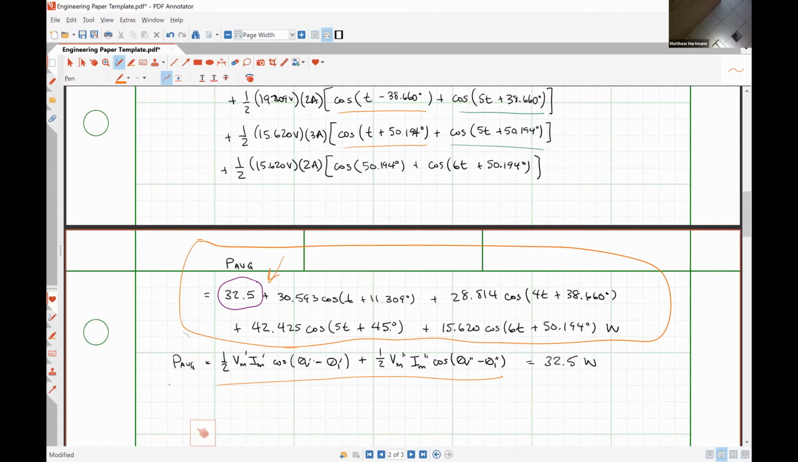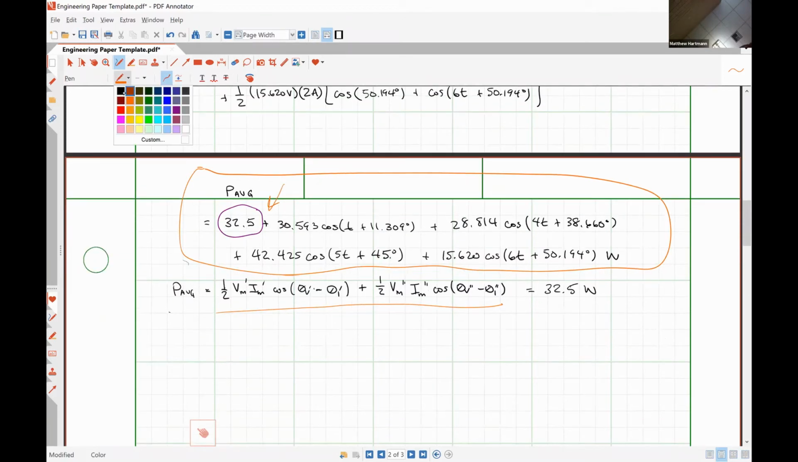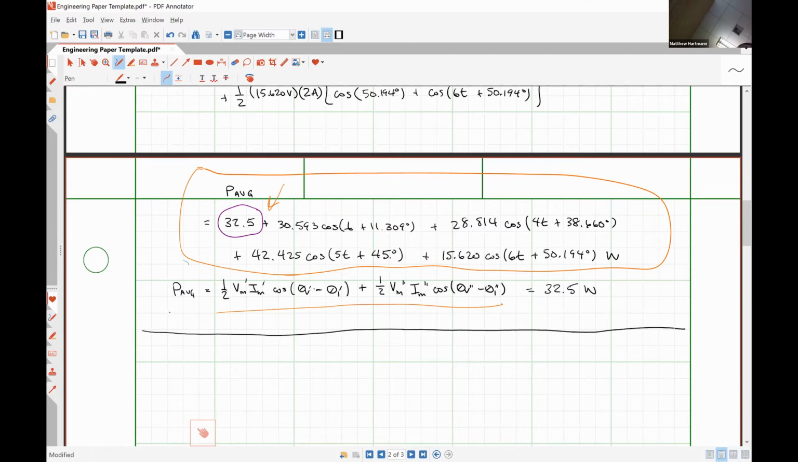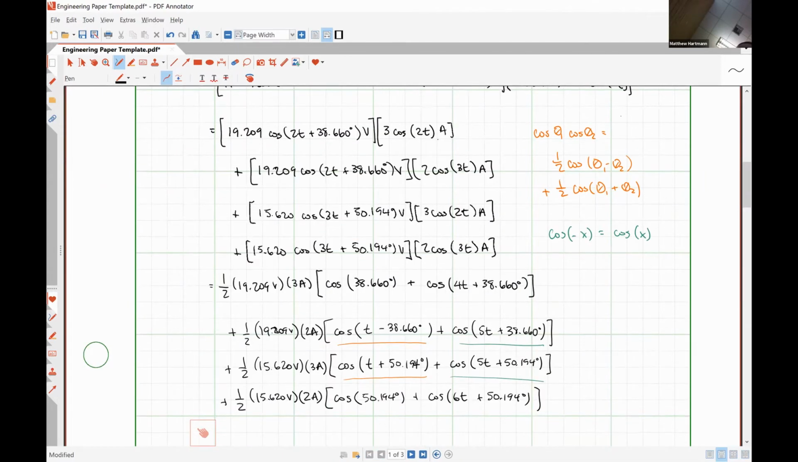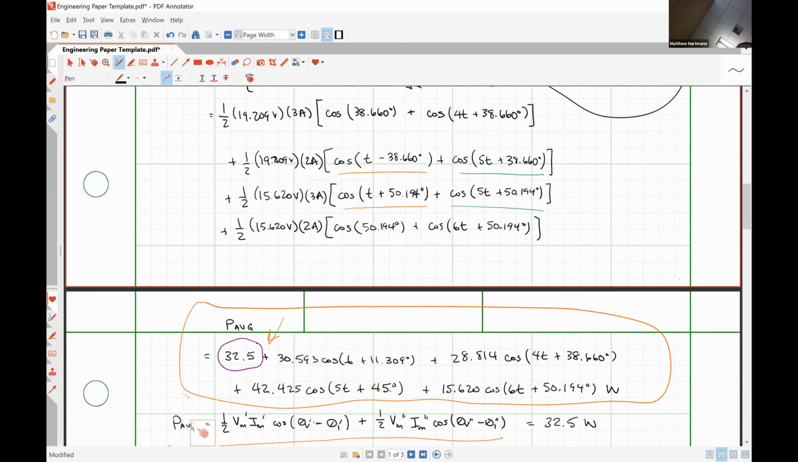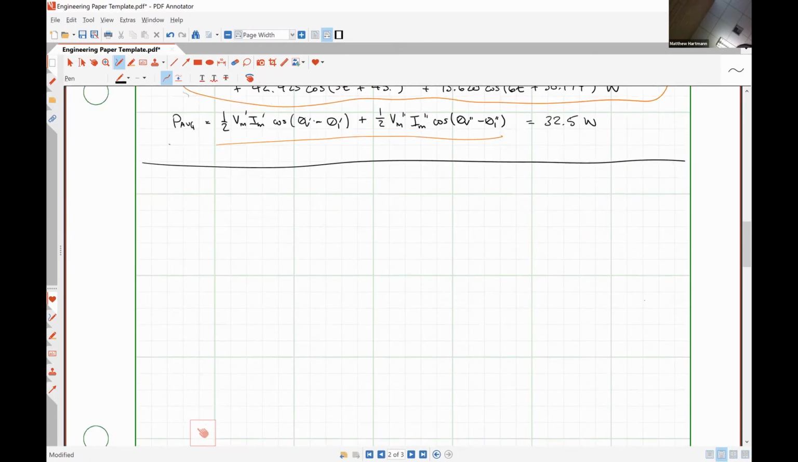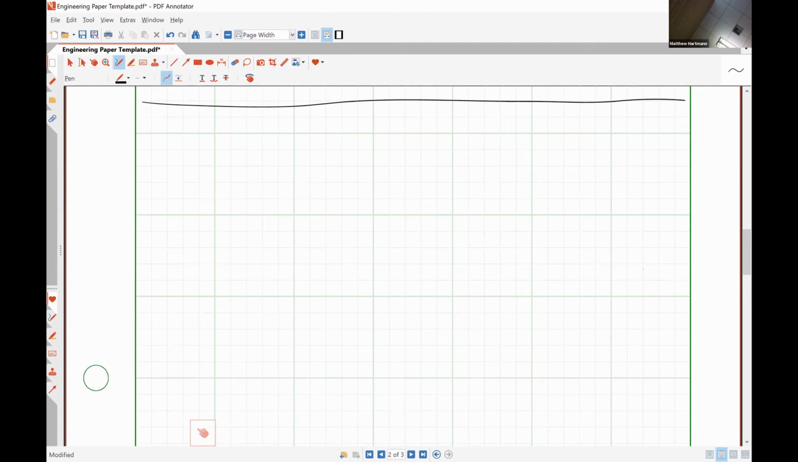Okay, so I think I gave you maybe some homework problem to suffer through this kind of thing. It shouldn't be too crazy difficult. It's just applying these two trig identities. All right, let's move forward to effective values, something that's going to be hopefully a lot less insane.